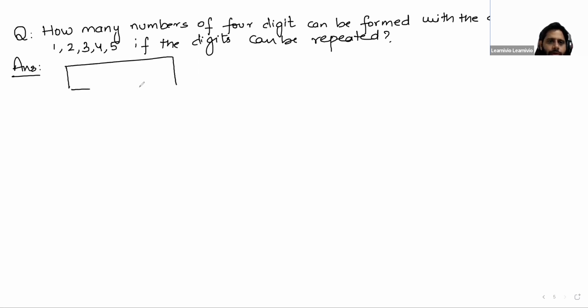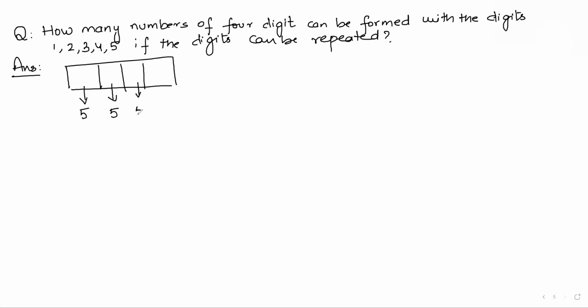Next is how many numbers of 4 digits, and the digits can be repeated. Okay, yes, sir. So this first one, how many choices does it have? 5. This has 5. Good. This one, 5. Very good. Next is 5. Again 5. So please multiply all these. Okay, 625. Okay, sir. So I hope this is clear to all of you.